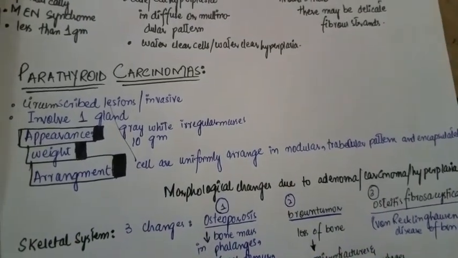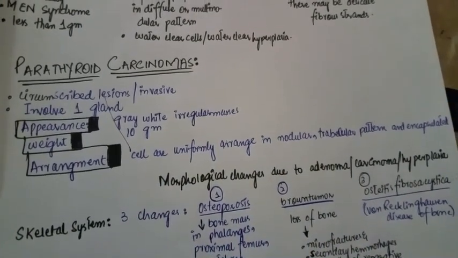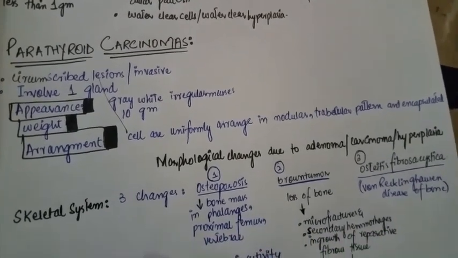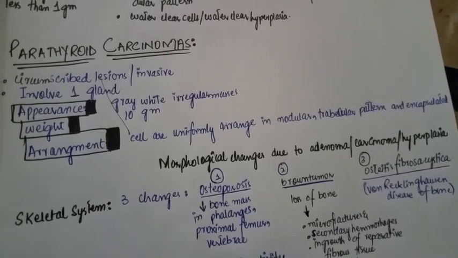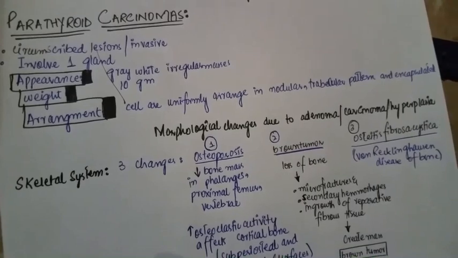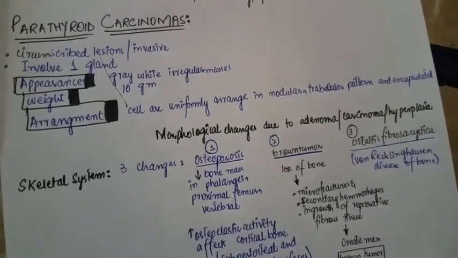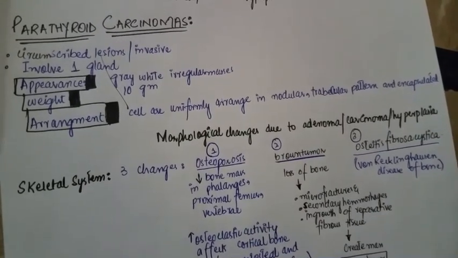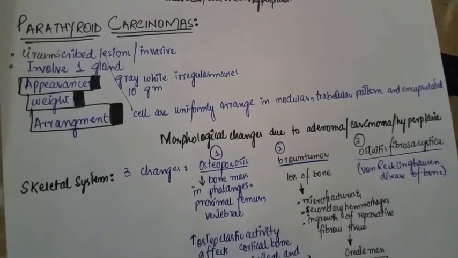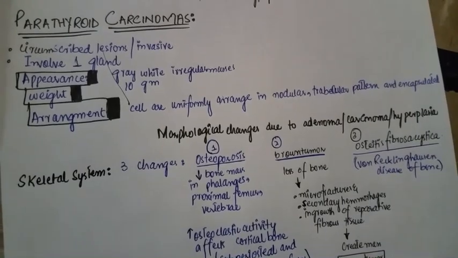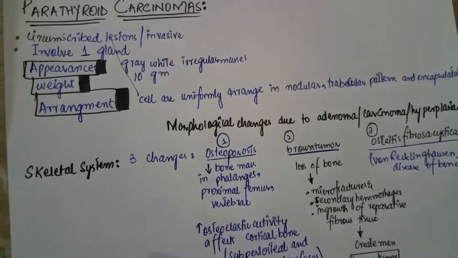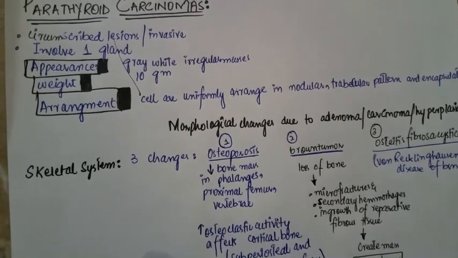What is parathyroid carcinoma? Parathyroid carcinomas are malignant tumors of the parathyroid gland, but these are circumscribed lesions that may be invasive. It involves only one gland. What can be the appearance? It's a grey whitish irregular mass, but what is the color in the benign tumor? Tan to reddish brown. Weight is around 10 grams. Arrangement: cells are uniformly arranged in a nodular or trabecular pattern, and these tumors are encapsulated.